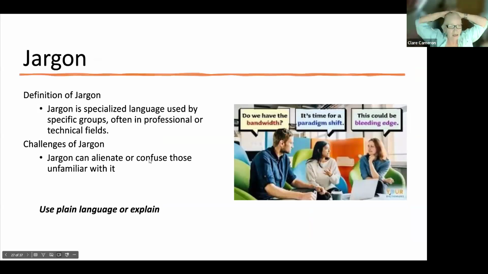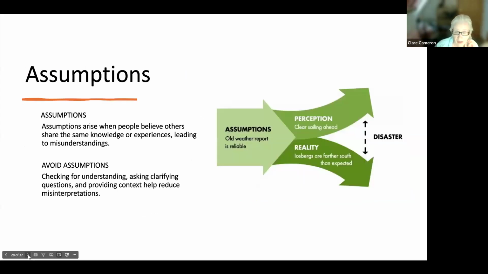Now, we're going to move on to jargon. The definition of jargon: jargon is specialized language used by specific groups, often in professional or technical fields. That's the definition of it. And the challenge is it can alienate or confuse those unfamiliar with it. We do not want to use jargon with our students in any way. If we look at this, these are all jargon. We can teach them common jargon, but we have to make sure that we use plain language and explain it. So we have to be really, really careful using jargon.